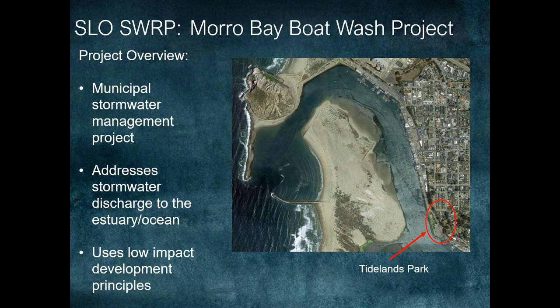This project is a municipal stormwater project, meaning it's within the city municipal boundaries, and it addresses stormwater runoff that's discharging to the bay, into the ocean. It's just one of a handful of projects in the plan that discharge to the ocean. Most of the projects on the list discharge to creeks and streams. So only a handful of projects on the list and in the plan actually discharge to an estuary, bay, or ocean, and this is one of them.